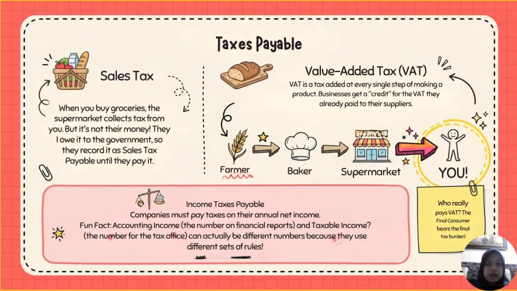The second one is value added tax. Let's look at the right side, commonly known as VAT. What is VAT? It is a tax added at every single step of making a product. If you look at the diagram, you can see the journey of making bread. It starts with the farmer who grows the wheat, then it goes to the baker who makes the bread. After that, it goes to the supermarket to be sold. At each step, value is added and tax is collected.